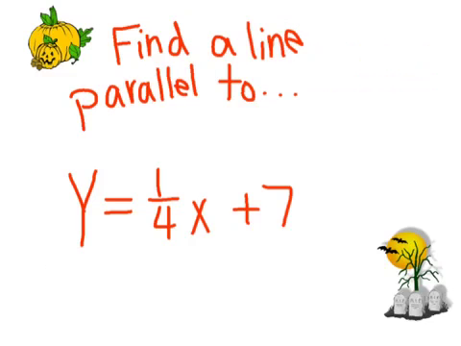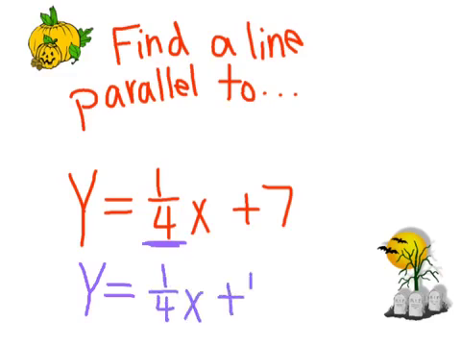Alright, practice problem. Number 1, find a line parallel to y equals 1/4 x plus 7. What do the lines have to have to be parallel? The same slope. Alright, so our slope here is 1/4. That means a slope of 1/4 x plus whatever number is going to give us a parallel line.